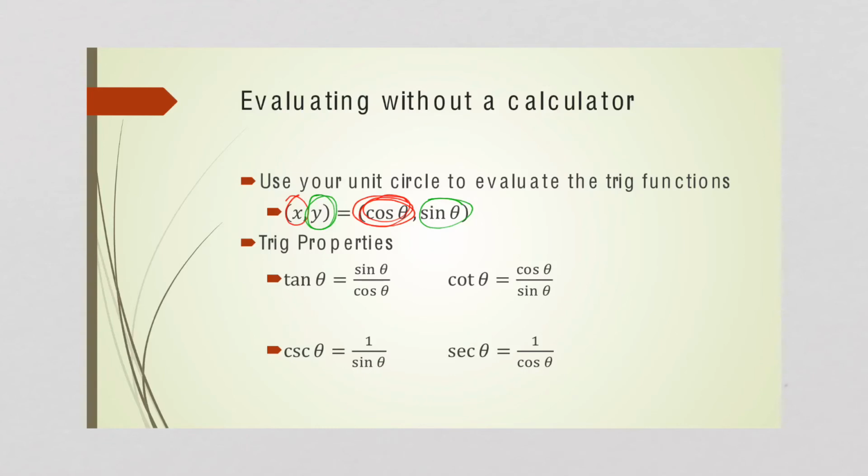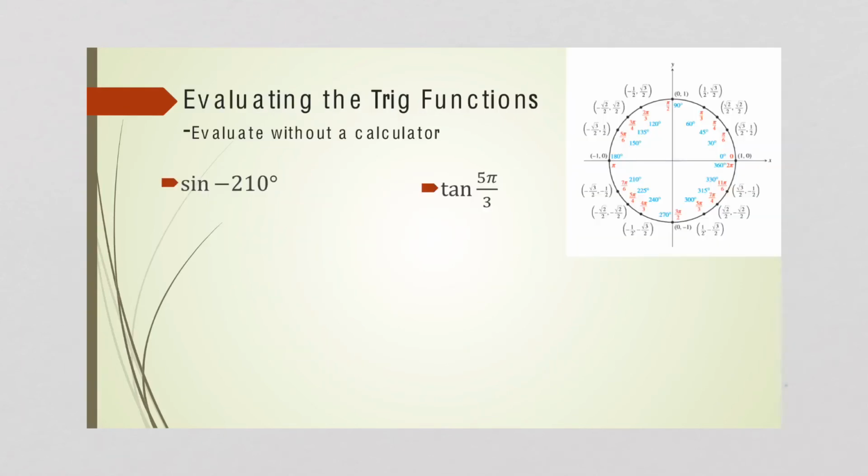I also need to understand some properties. For instance, tan is sine over cosine. Cotan is cosine over sine because it's the reciprocal. Cosecant is the reciprocal of sine, so it's 1 over sine, and secant is the reciprocal of cosine, so it's 1 over cosine. Because my unit circle only gives me things in points, and because those points correspond to cosine and sine, I have to be able to change my other functions to write them in terms of sine and cosine. So let's attempt one.